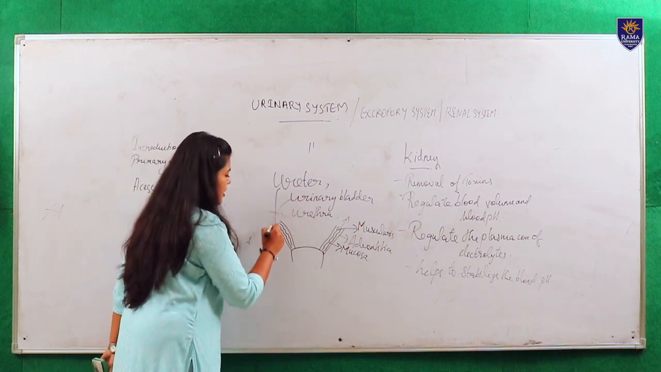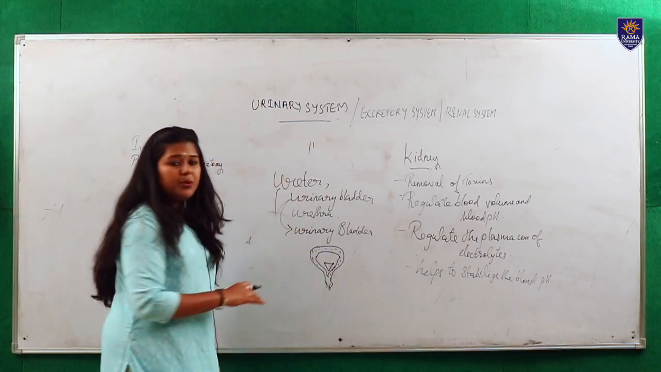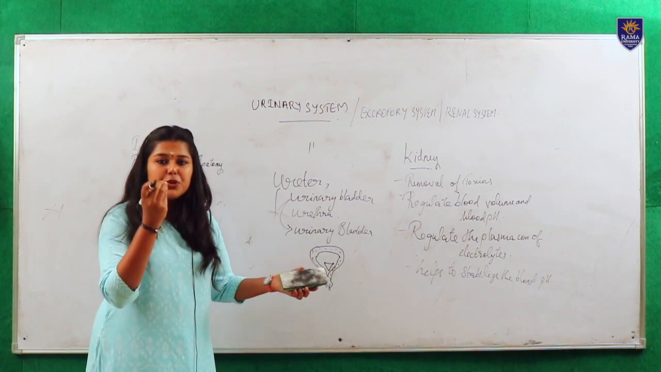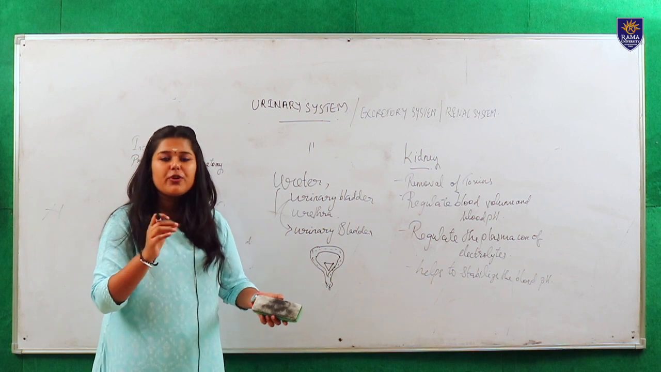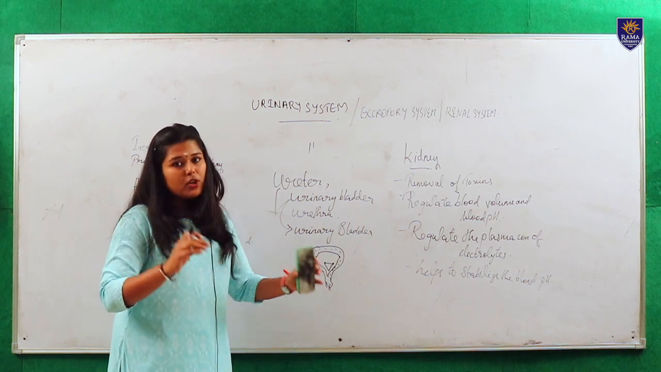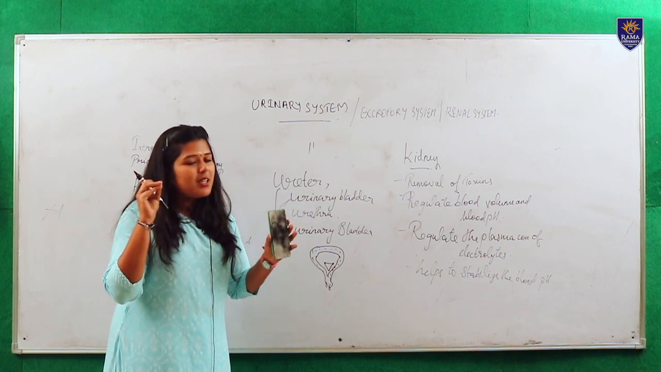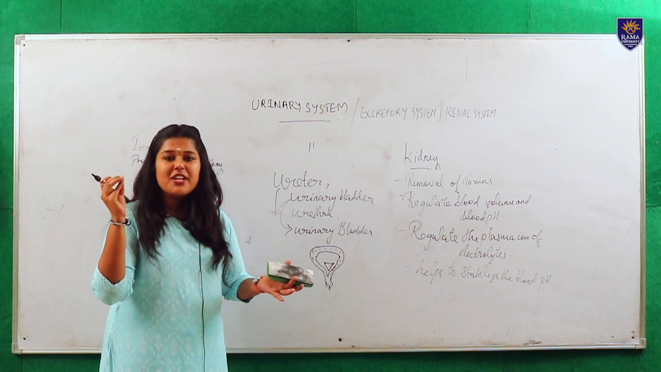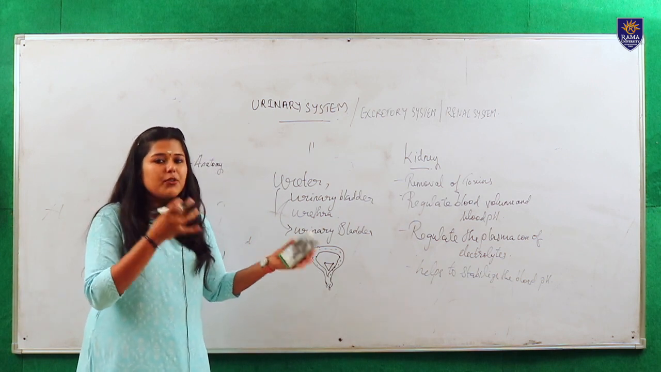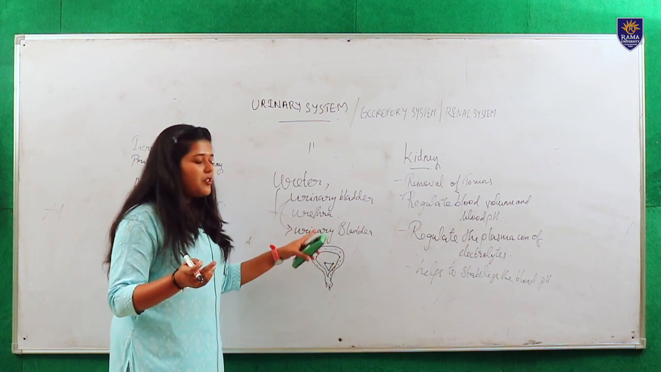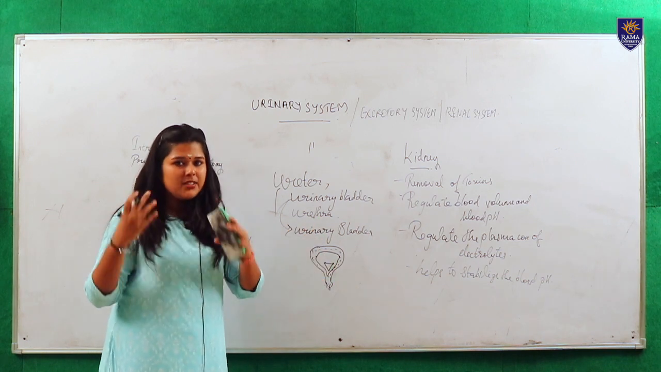Next, the urinary bladder. The urinary bladder is actually a hollow cavity where the urine is collected and stored for a specific period of time. It is also completely muscular, just because a cyclic contraction and relaxation is required for the process of micturition. So the urinary bladder is muscular in nature.